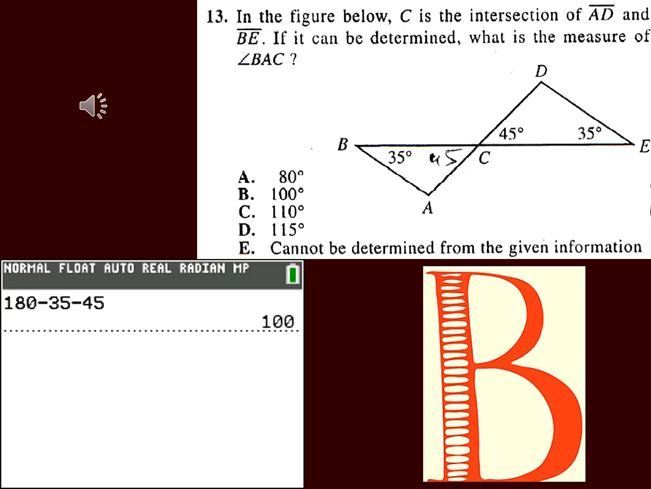And really the key to this whole problem is there's 180 degrees in a triangle. So I take 180, I subtract the 35 that's on the left, I subtract the 45 that I know is a vertical angle, and what's left is 100.